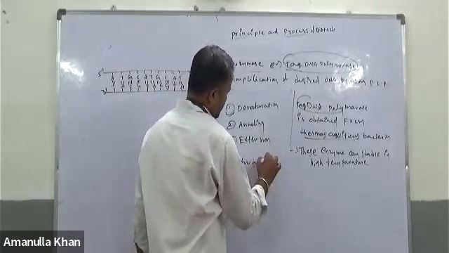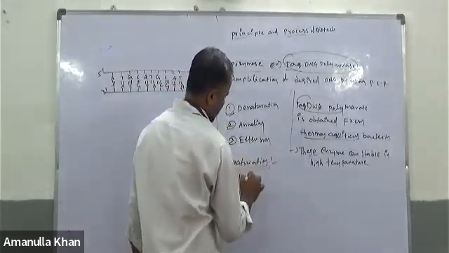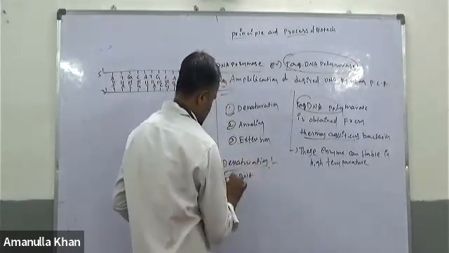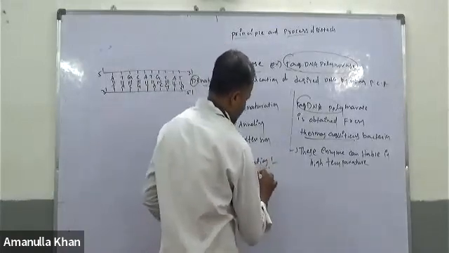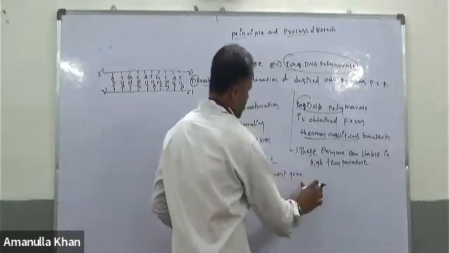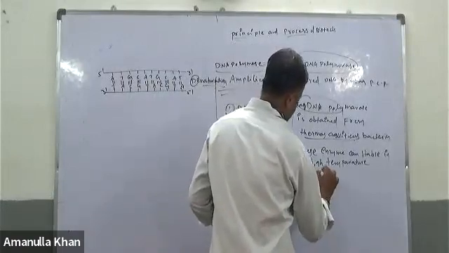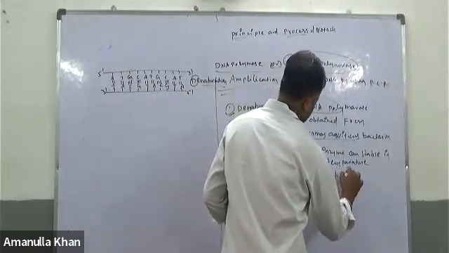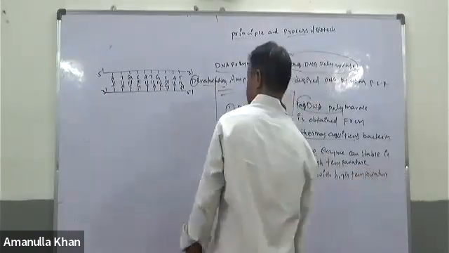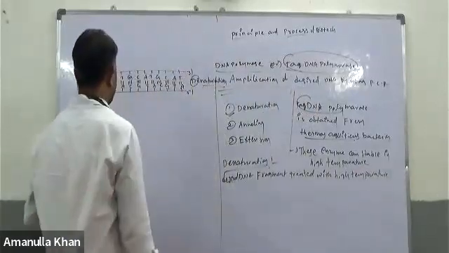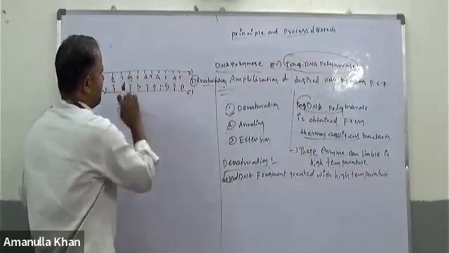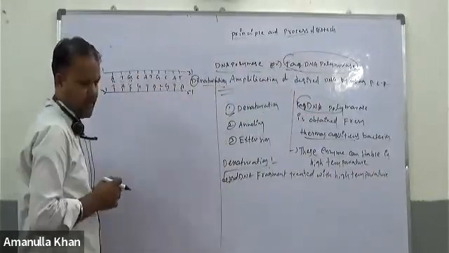Denaturation. In denaturation, the desired DNA fragment is treated with a high temperature. What happens? In between the two strands, these hydrogen bonds will break down, and the two DNA strands will separate.